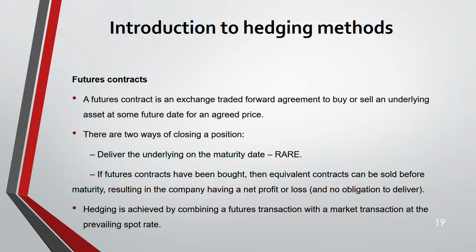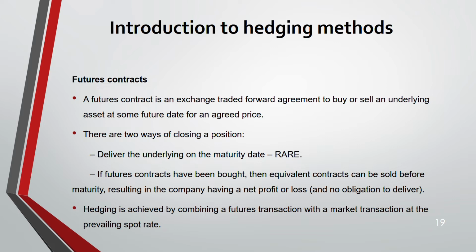How do you hedge here? Hedging is achieved by combining a future transaction with a market transaction at the prevailing spot rate. That means after you have set a price, after you have got a profit or a loss in the future, you look at what the position is in the spot market, using the spot rate. Compare the two. That's how you achieve the hedging.